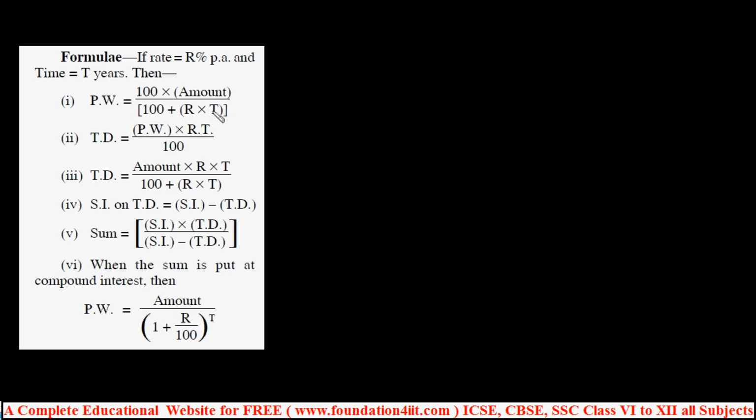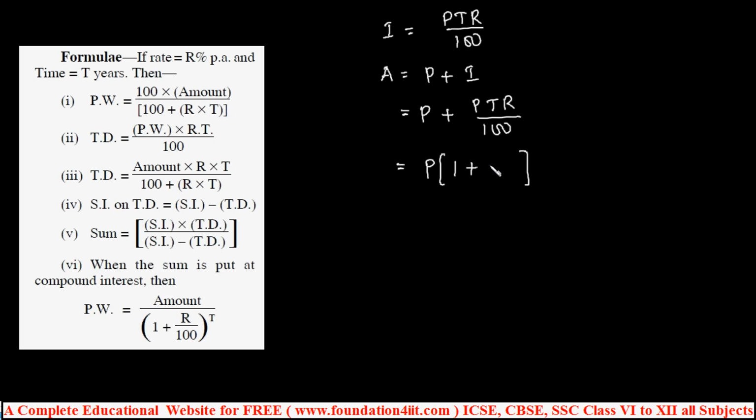Don't worry about these formulas. Even from simple interest only, we can derive these first three formulas. I'll show that once. We already know simple interest I is equal to PTR by 100. And amount is equal to principal plus interest, which is principal plus PTR by 100. Taking P common from both, we get 1 plus TR by 100. That is, A is equal to P into 1 plus TR by 100.